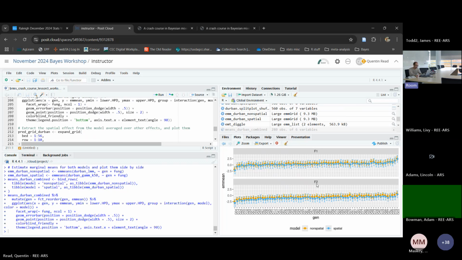The one thing you could say is that for fungicide 2, maybe the non-spatial orange points are always higher than the blue. So maybe we were overestimating the yield benefit of fungicide 2 a little bit when we were ignoring the spatial trend. But to be honest, it's not a huge difference. But you can sleep better at night knowing that you properly accounted for any possible trend in spatial autocorrelation that might have been there.